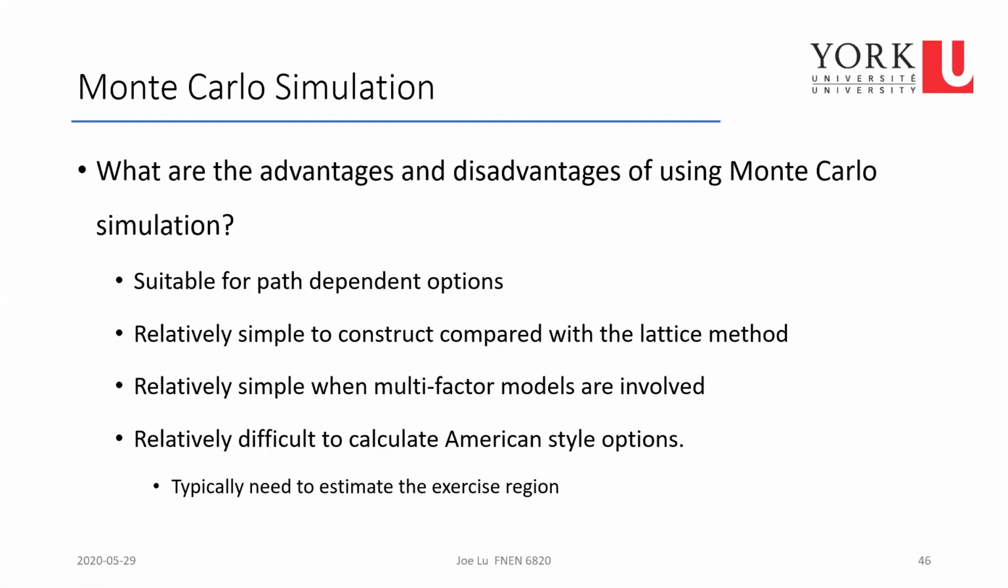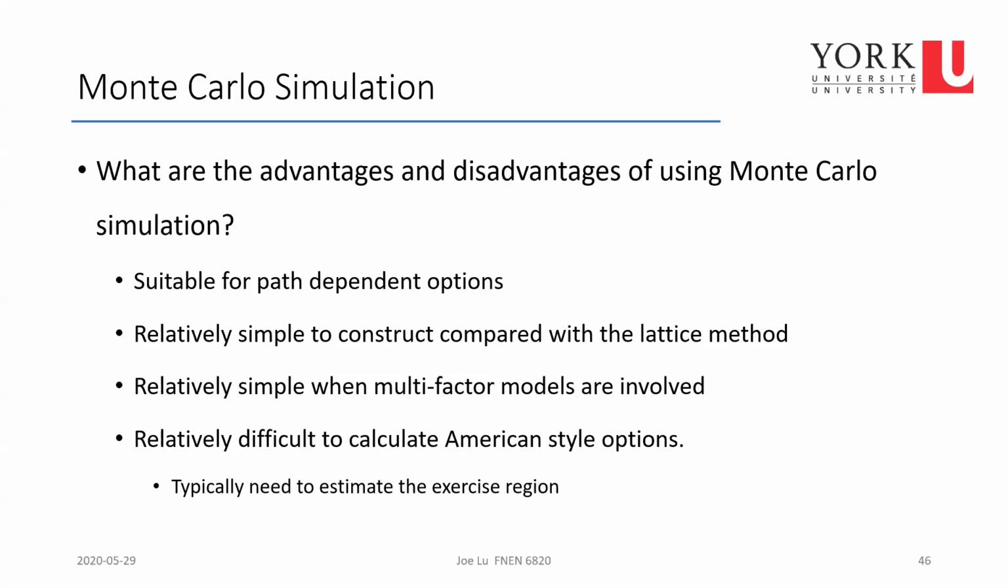And also the construction is actually not too difficult. You just need to simulate the path, and then you calculate your payoffs along the path and do your discounting, calculate your value, and then you discount your value back all the way to time zero, and then just do an average at time zero. So it's relatively simple to implement.